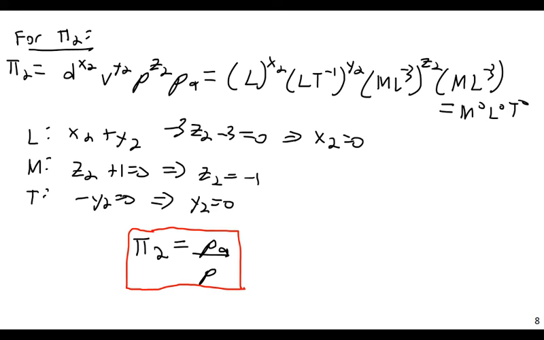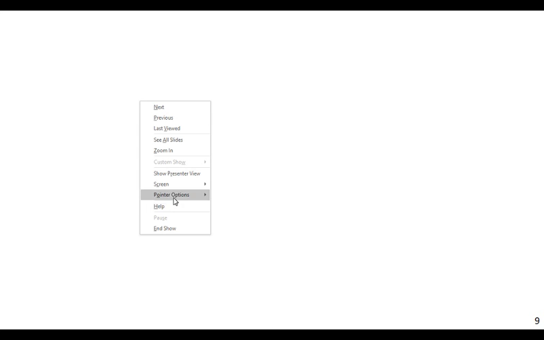Again, all I'm doing is setting up my expression. I know the general form of it because I know what my repeating variables and my non-repeating variables are. Then I am taking my dimensions and substituting them in the place of each of the variables. And then all I'm doing is solving a system of linear equations in order to find the variables and then produce the final pi terms. So we have two more of these, pi 3 and pi 4. Pi 3, I just want to work through the whole thing.